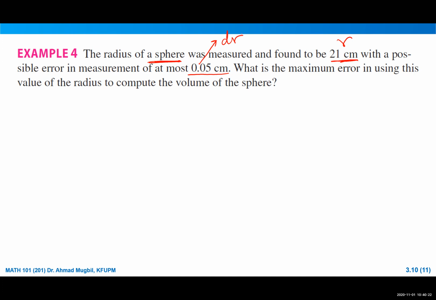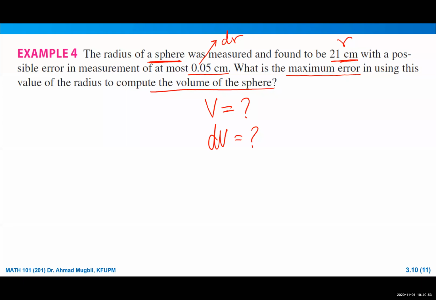The question is, what is the maximum error? Because of course, the error in calculating the radius will affect the calculation of the volume. What is the maximum error in using this value of the radius to compute the volume of the sphere? So what is required, Shabab? Do we want V or dV? dV. We want the amount of error, the amount of change. So we want dV. If you can translate this from words to mathematics, that's it. You can calculate it.